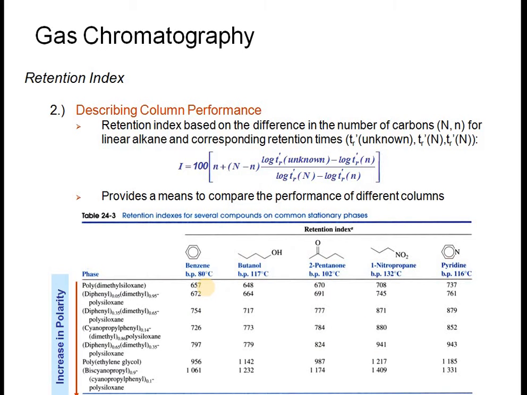Describing column performance: the retention index is based on the difference in the number of carbons. Linear alkane corresponding retention time, and the unknown. This is the formula for the retention index. It provides a means to compare the performance of different columns. This is the increase in polarity. This is the organic compounds and this is the retention index. Increase the polarity, increase the retention index.